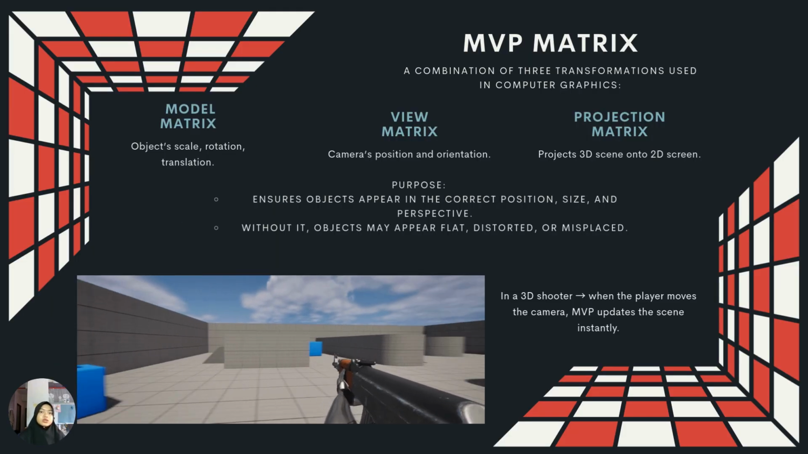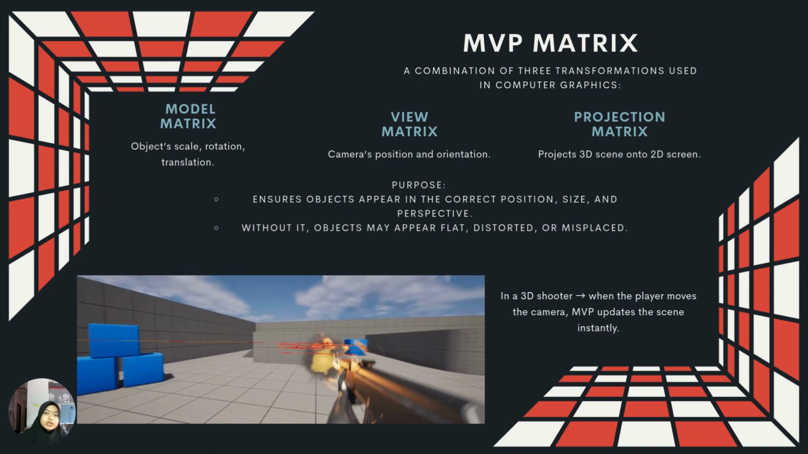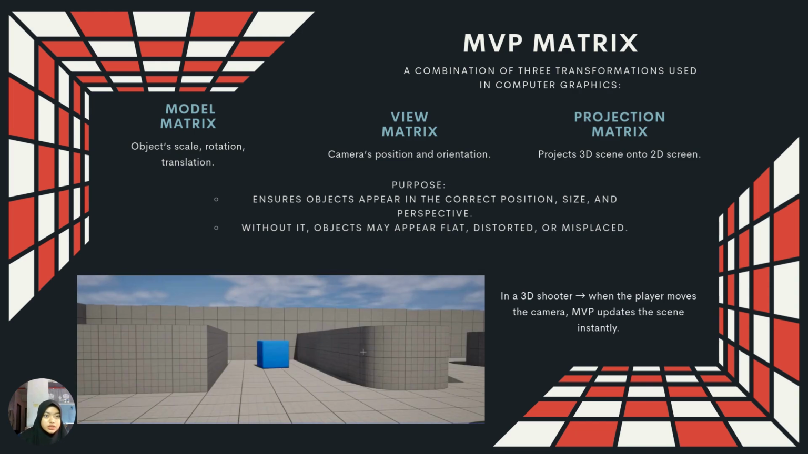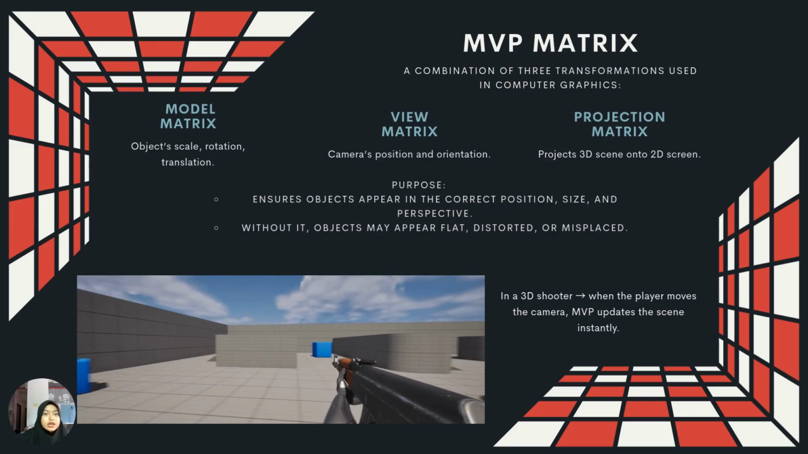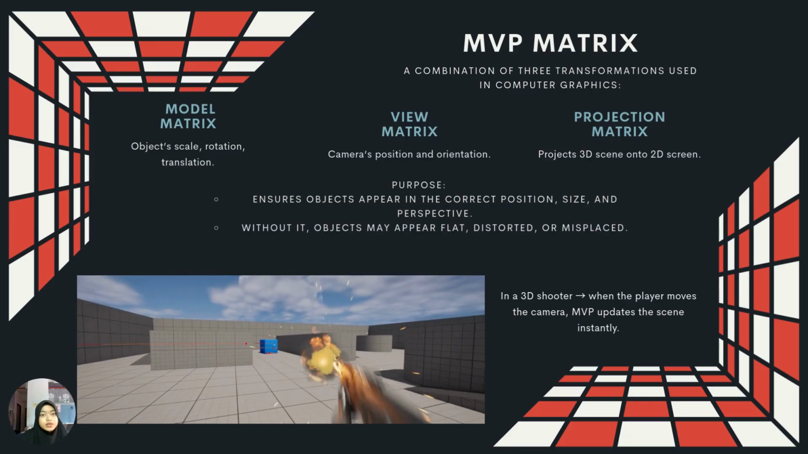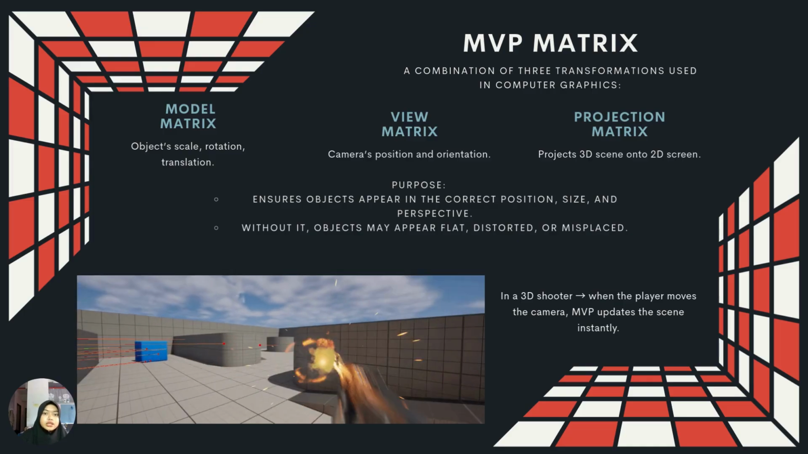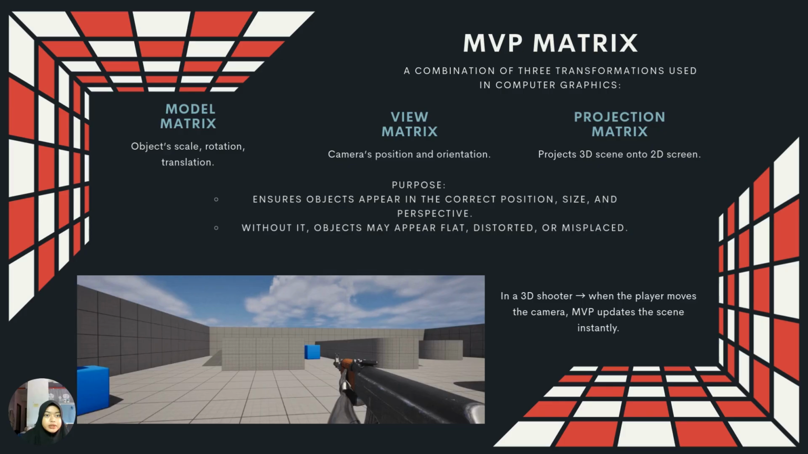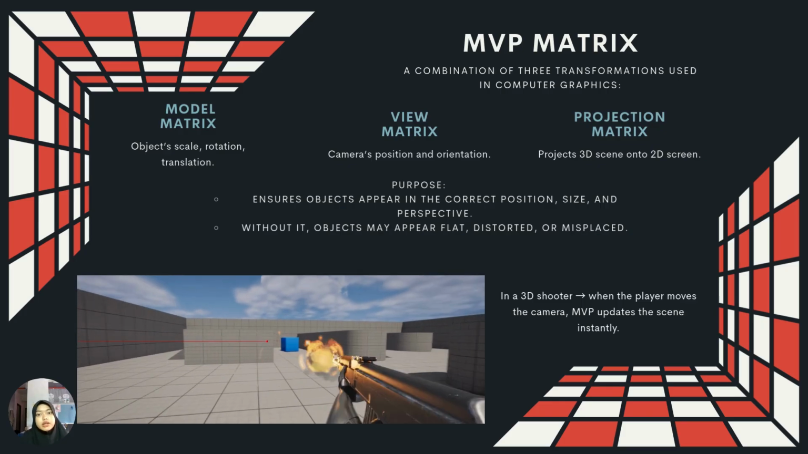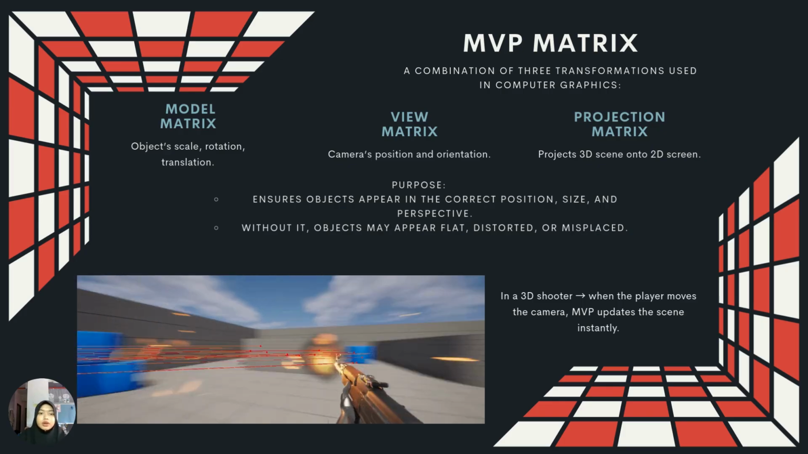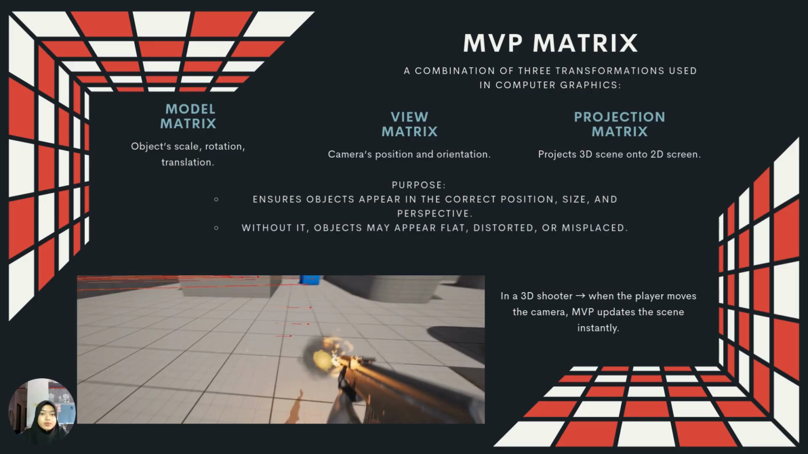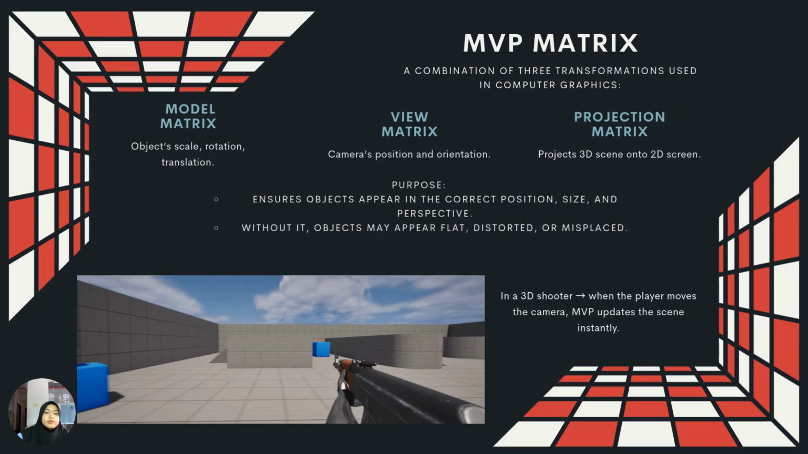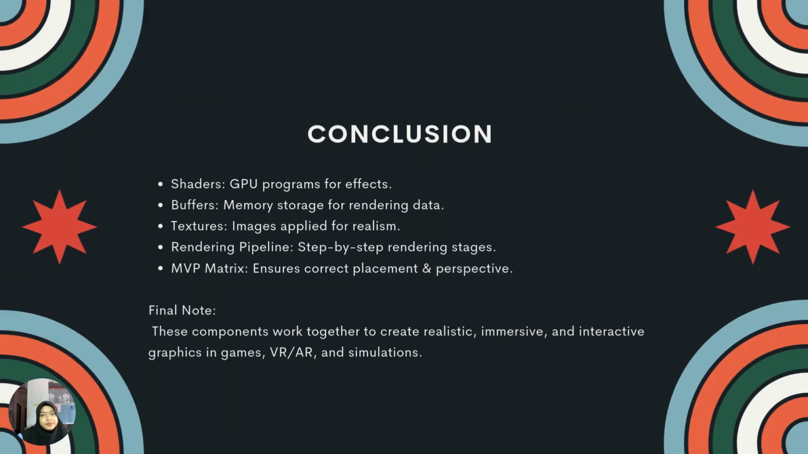So we go to the last one, that is the MVP matrix, a combination of three transformations used in computer graphics. First is model matrix, for the object's scale, rotation, and translation. Second is view matrix, for the camera's position and orientation. Third is projection matrix, which projects the 3D scene onto the 2D screen. So the purpose is to ensure objects appear in the correct position, size, and perspective. Without it, objects may appear flat, distorted, or misplaced. An example is in a 3D shooter, when the player moves the camera and the scene updates instantly.